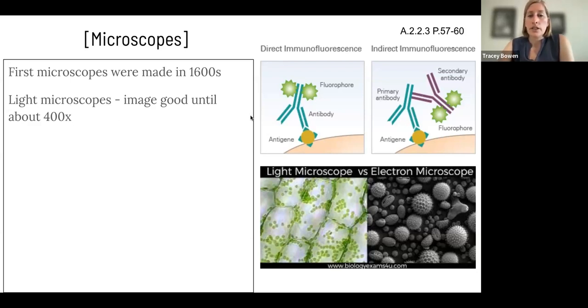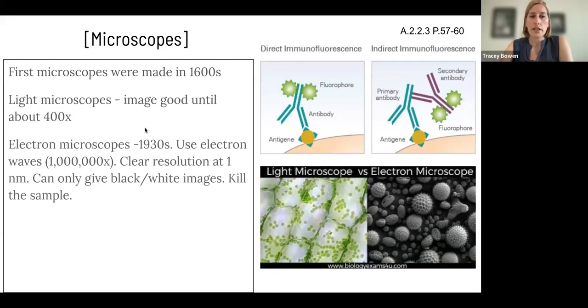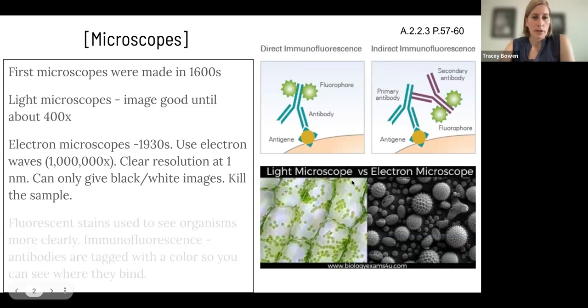Light microscopes are good until about 400 times magnification, but then the resolution isn't very good. And so it becomes quite difficult to see clear pictures of the cells. So electron microscopes were invented in the 1930s, and these use electron waves instead of light waves. And because electron waves have a much shorter wavelength, they can give a much clearer resolution at high magnification. So this is going to give a clear picture at about 1 million times magnification, which is at about 1 nanometer. They can only, unfortunately, give black and white images, and they do kill the sample when the electron micrograph is taken, which is not true of light microscopes.